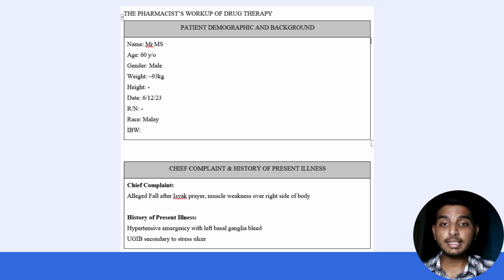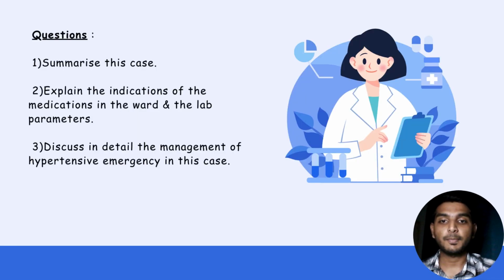So, this is the patient demographic and background with the chief complaint and history of present illness. The questions are: summarize this case, explain the indication of the medication in the ward and the lab parameters, and discuss in detail the management of hypertensive emergency in this case.